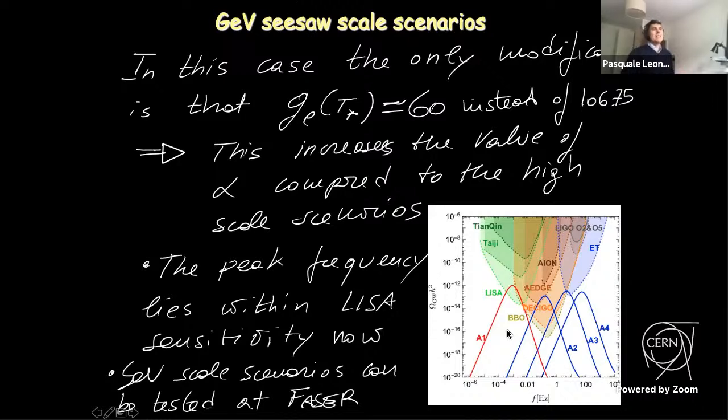So notice that the typical statement that LISA will test electroweak baryogenesis in the case of a phase transition of the dark sector is not exactly true. Actually, still interestingly, it will probably test a seesaw scale around the GeV, and there will be a nice interplay with the GeV scale scenario, because these right-handed neutrinos can also be tested at detectors, from B meson decays for example, detectors like FASER that has now been approved by CERN. So there is a nice interplay between particle physics experiments and gravitational wave experiments.